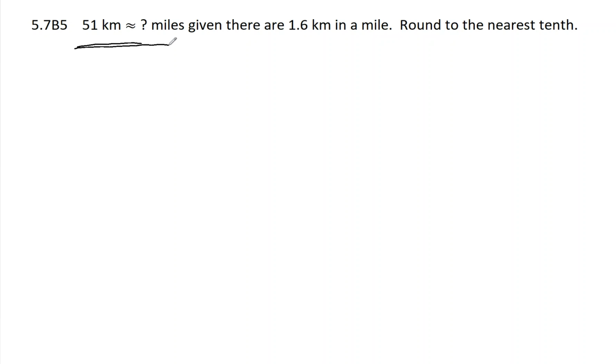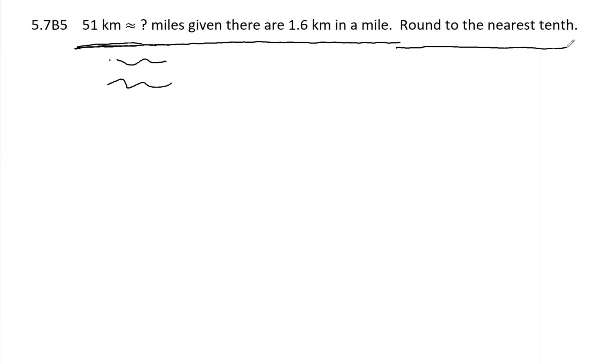A wavy equal sign means about, not exactly. 51 kilometers is about how many miles, given there are 1 6/10 kilometers in a mile? Round your answer to the nearest tenth.